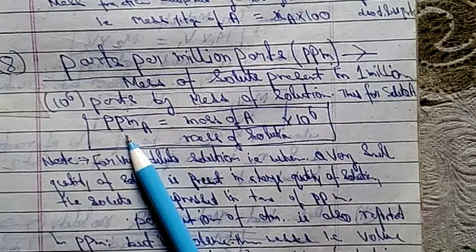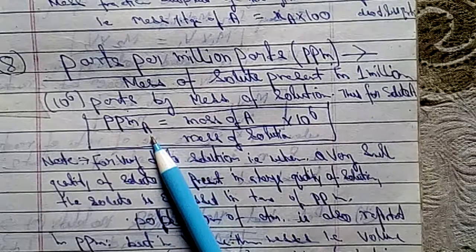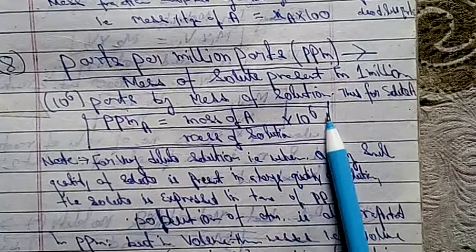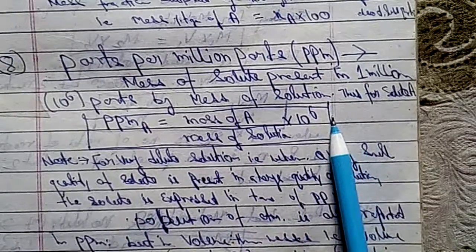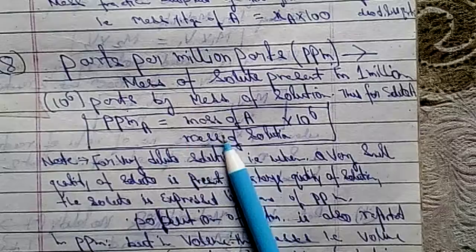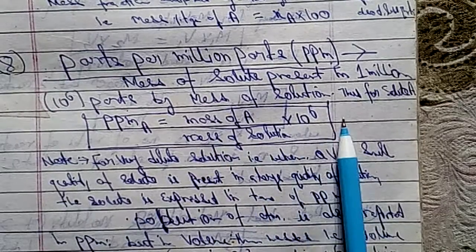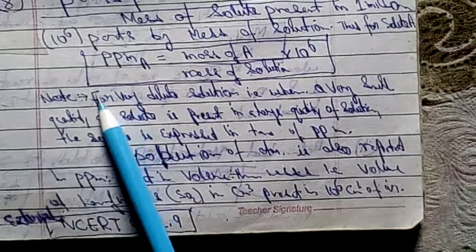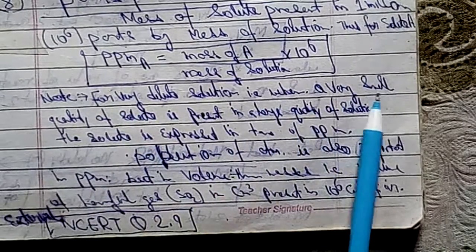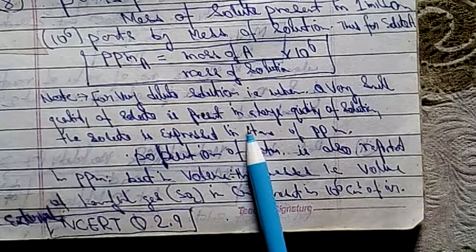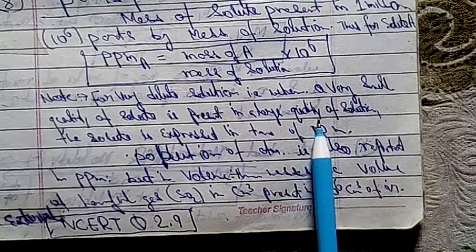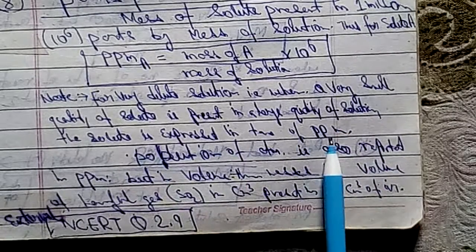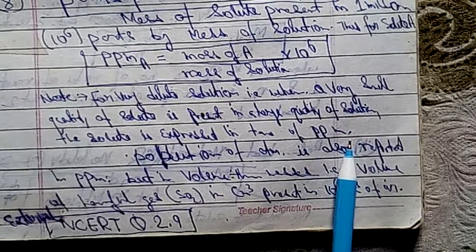So what is the formula of ppm? For any substance A, ppm of A equals the mass of A divided by the mass of solution, and in place of 100 we take 10 to the power 6. Now notice, for a very dilute solution, when a very small quantity of solute is present in a large quantity of solution, the solute is expressed in terms of ppm. So for very small quantities we use ppm.